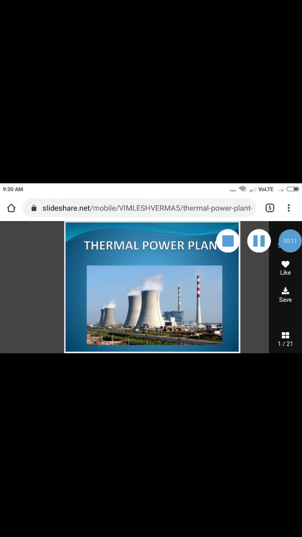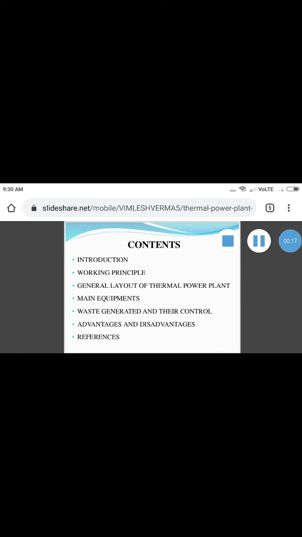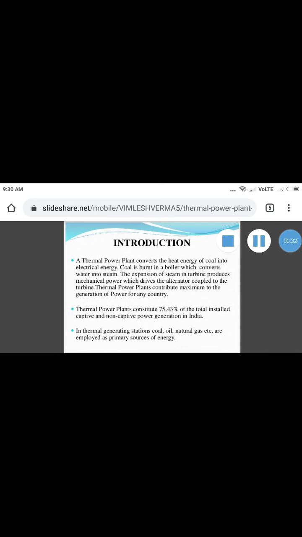So, two topics are covered. So, today is the third topic, that is thermal power plant. In this thermal power plant, we will go through introduction, working principle, general layout of thermal power plant, main equipments, waste generated and their control, advantages, disadvantages, etc.